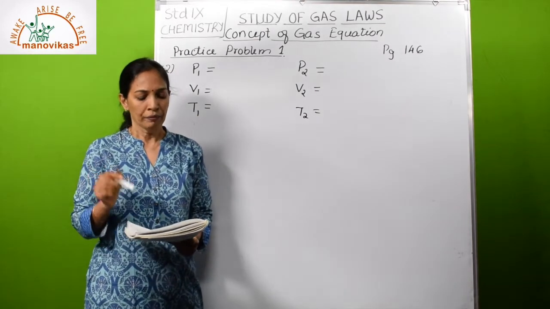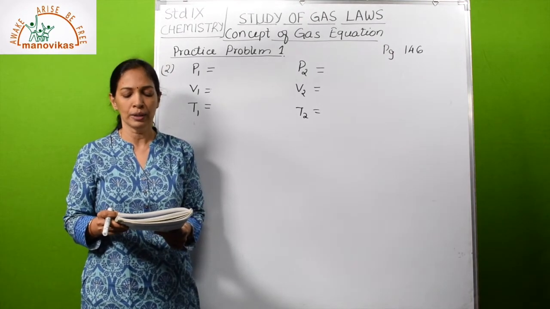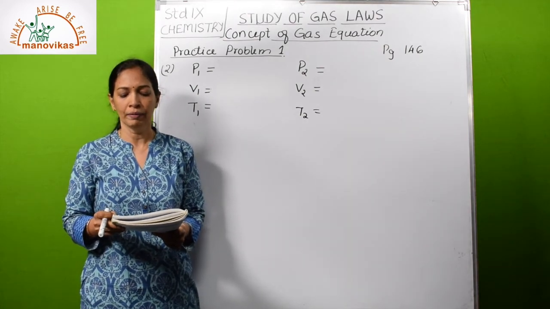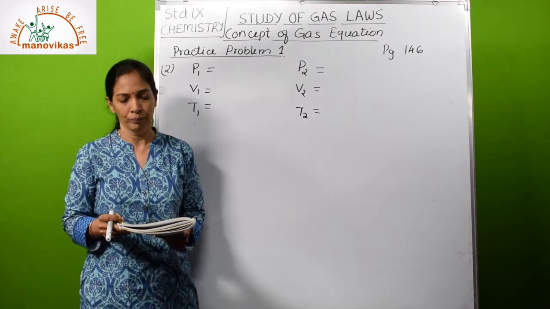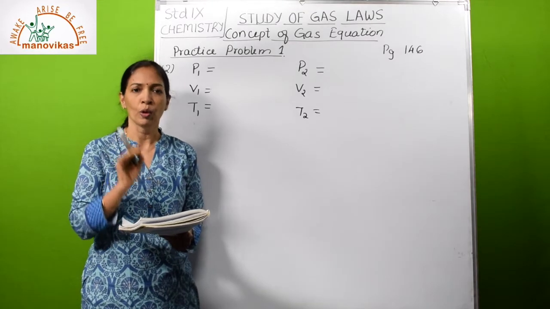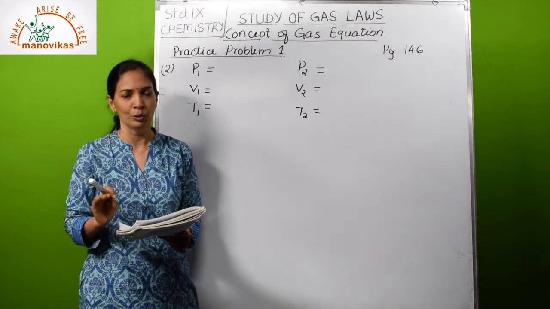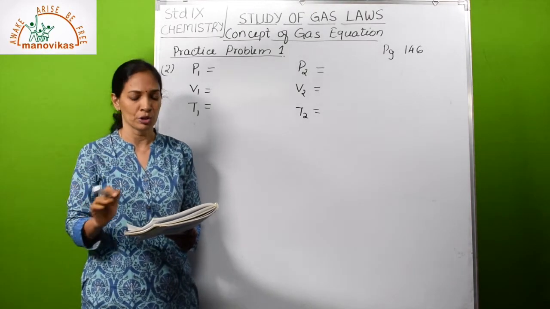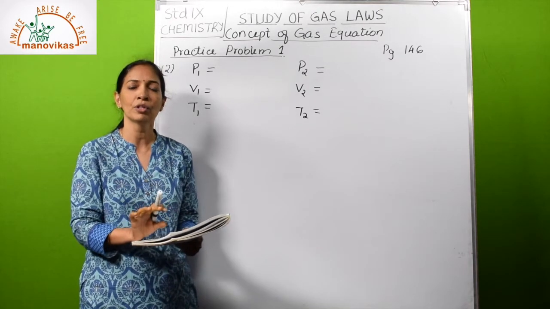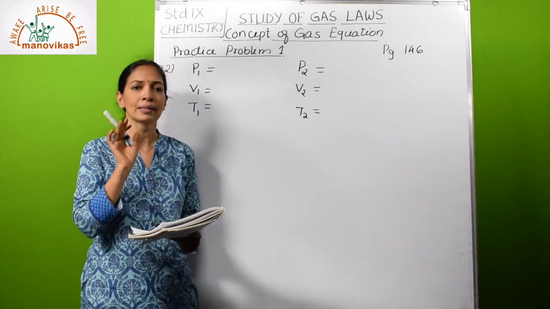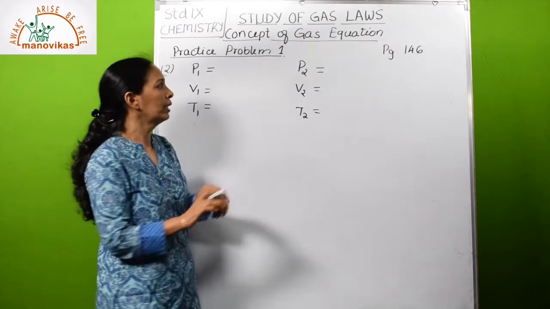The second sum is: a fixed volume of gas occupies 760 cubic centimeter at 27 degrees Celsius and 70 centimeter of mercury. What is its volume at STP? So the given values of volume, temperature and pressure are initial values. You have to find the final volume using final pressure and temperature. The clue given here is to find at STP. So standard temperature will be final temperature and standard pressure will be final pressure.